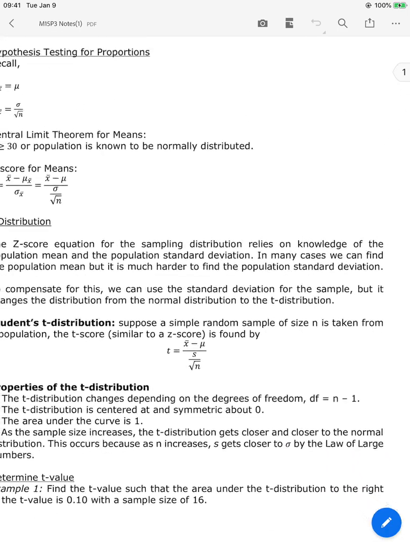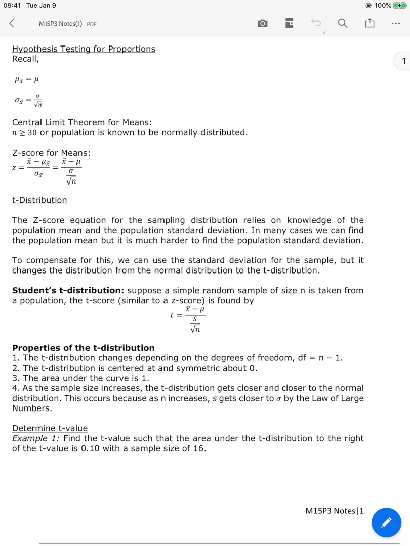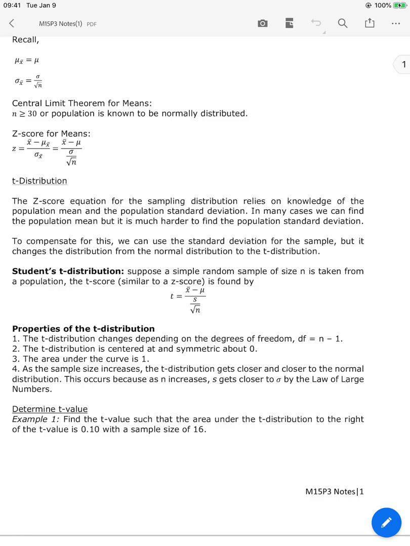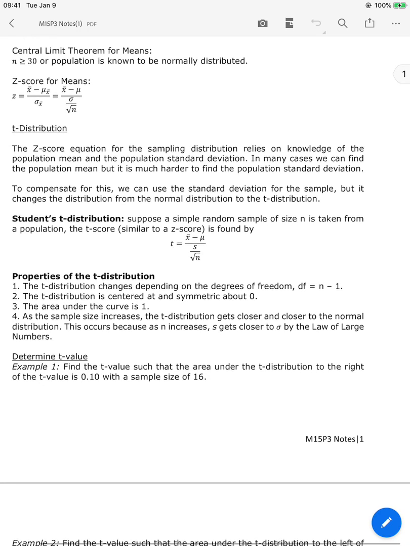So now this t-distribution is still bell-shaped. It is still centered and symmetric about a t-score of 0, which is the mean. The total area under the curve is 1. But as the sample size increases, the t-distribution gets closer to the normal distribution. So what does this mean?